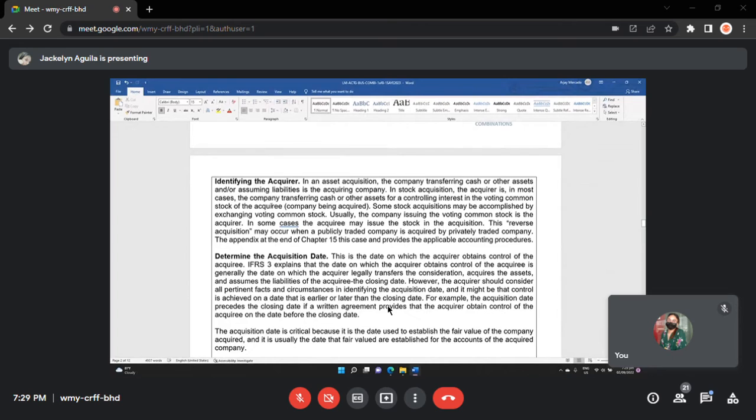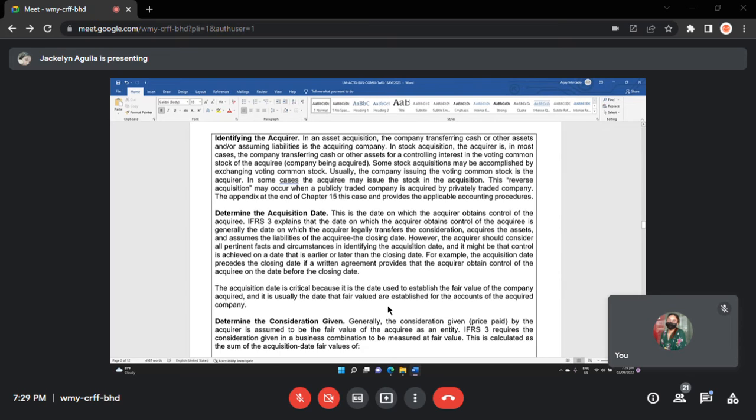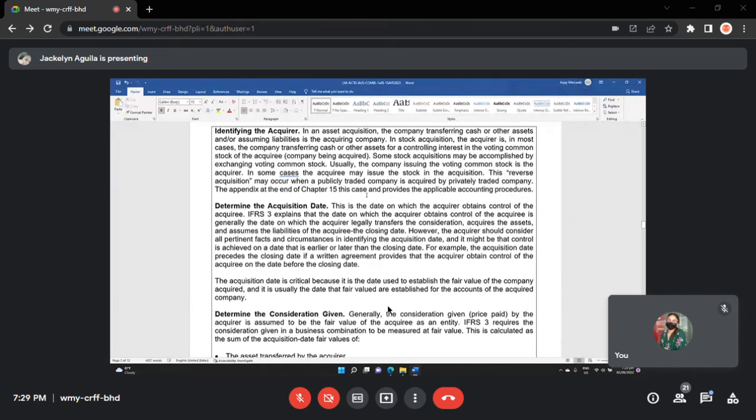Some stock acquisitions may be accomplished by exchanging voting common stock. Usually, the company issuing the voting common stock is the acquirer. In some cases, the acquiree may issue the stock in the acquisition. This reverse acquisition may occur when a publicly traded company is acquired by a privately held company. The appendix at the end of the chapter covers this case and provides applicable accounting procedures.